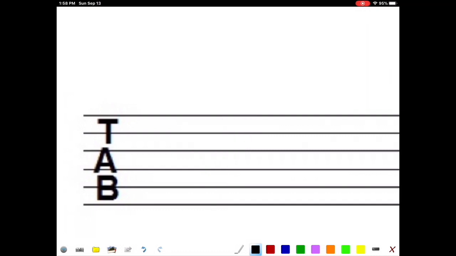Let's try another one. Let's put a 3 here. So this example is first string, third fret. And if I just draw the line here, then I get first string, third fret, and it's only a quarter note. So I could do a whole bunch of quarter notes in a row. It would look something like that.